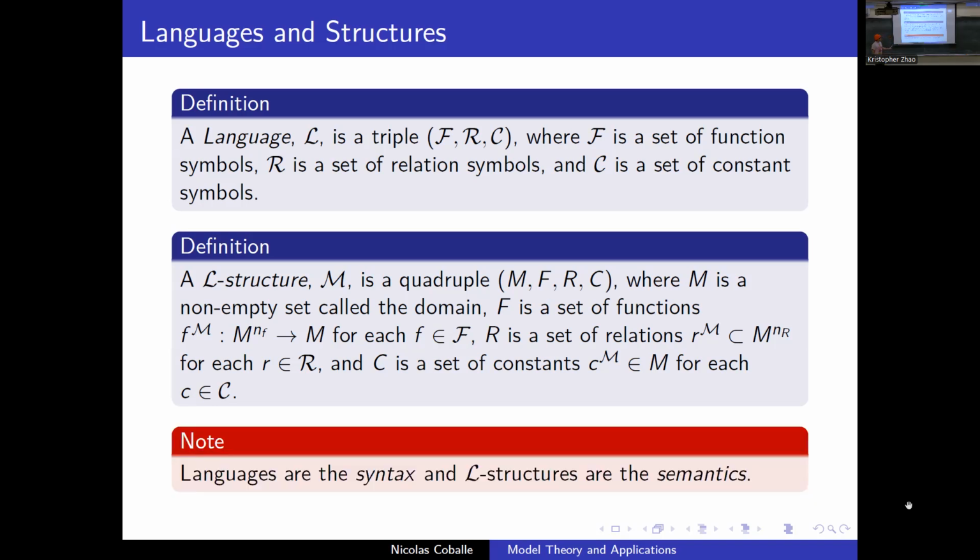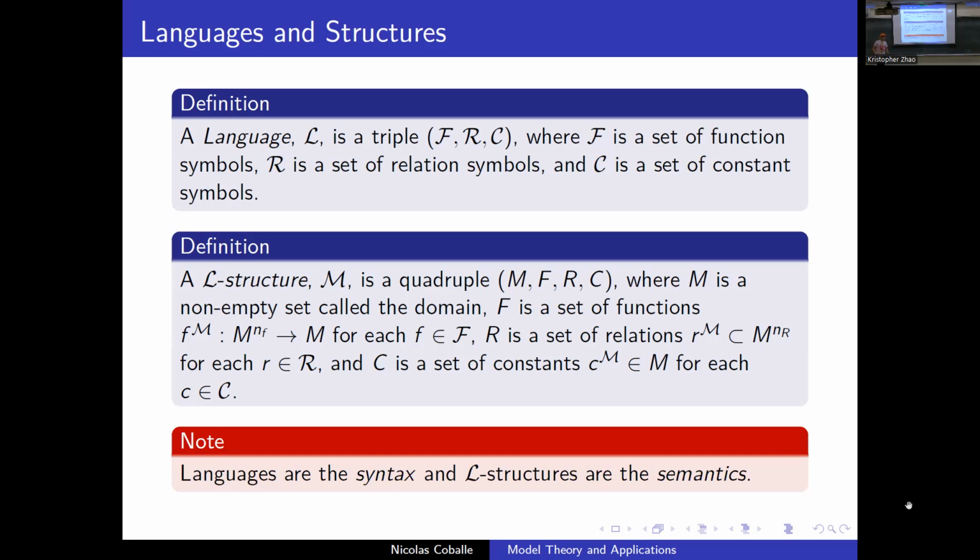So languages are the syntax and L-structures are the semantics. Let me clarify, if this is unclear. The languages are just comprised of formal symbols. They don't really mean anything. They're strings. Whereas the L-structure gives these strings meaning. They're basically interpretations of these strings.